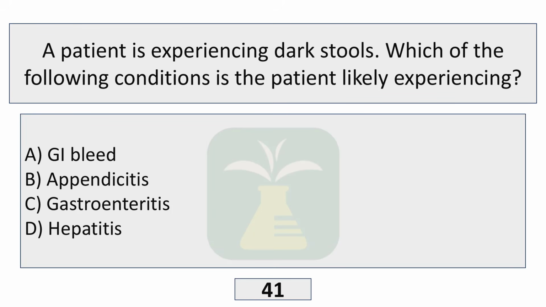A patient is experiencing dark stools. Which of the following conditions is the patient likely experiencing? A. GI bleed. B. Appendicitis. C. Gastroenteritis. D. Hepatitis.